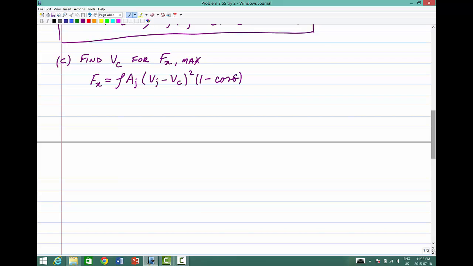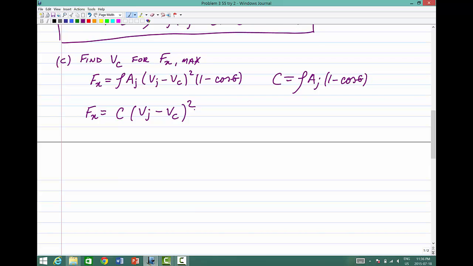So that's our expression. And we want to find what cart velocity Vc gives you the maximum Fx. So what I'm going to do is just set the constants of the problem as a constant. If we're only considering what cart velocity gives the maximum force, rho a jet and (1 minus cos theta) don't really come into the problem. We can set it equal to a constant. And so Fx is then some constant times (v jet minus Vc) squared.